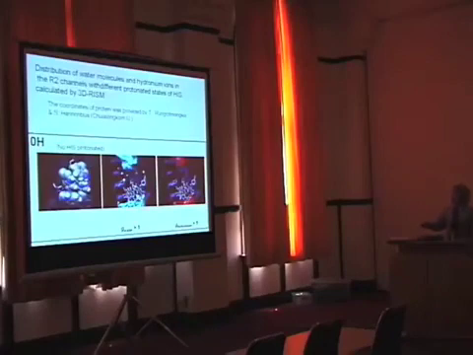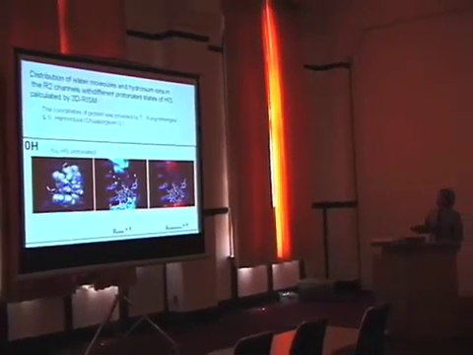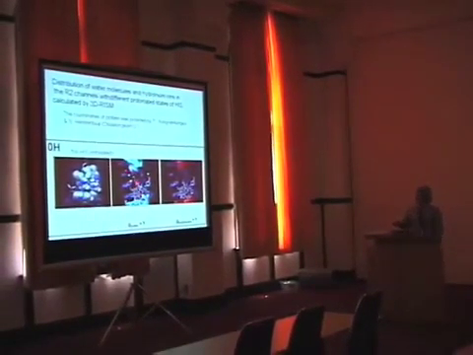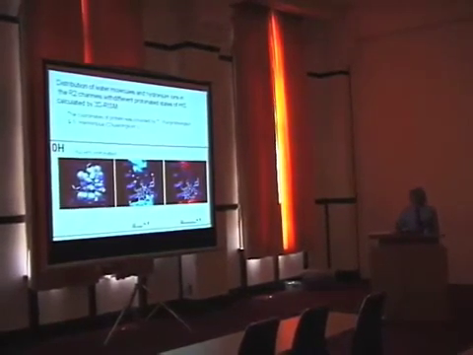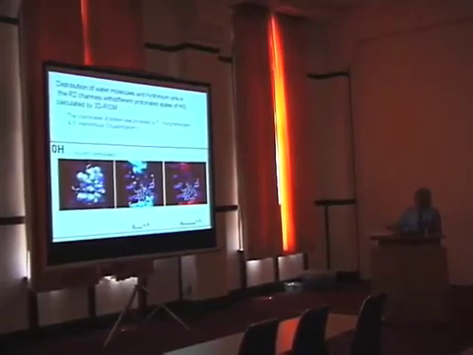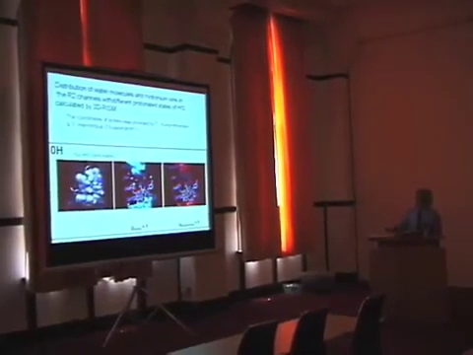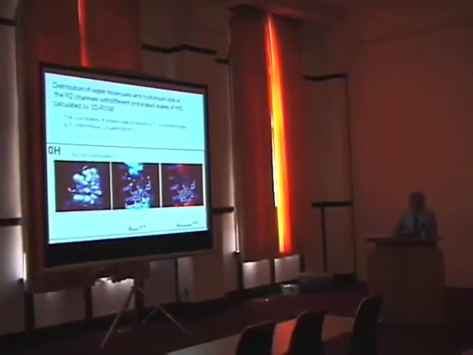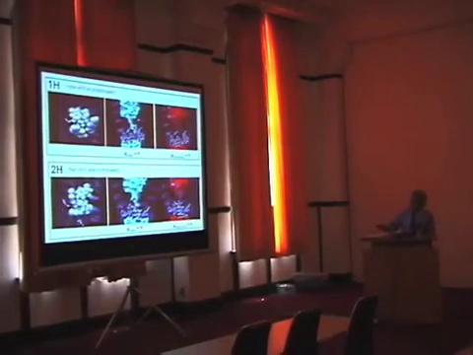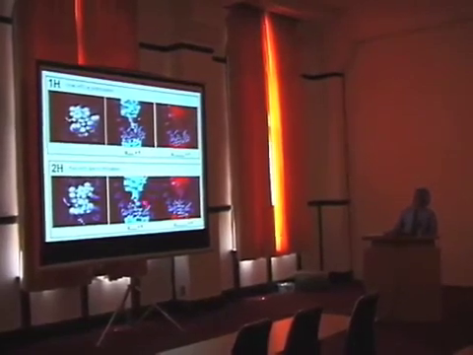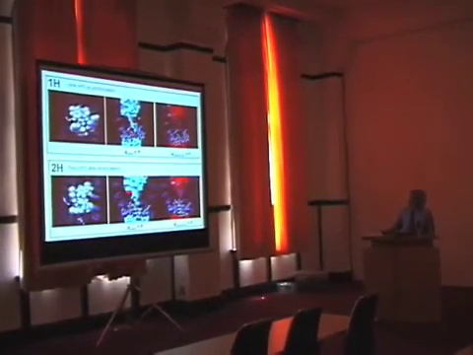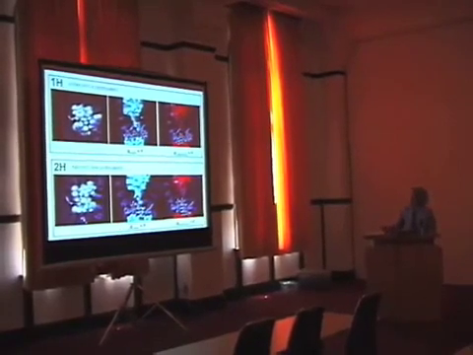In this case, the water distribution where g is greater than 1 is drawn here as blue spots. And here, the hydronium ion is shown by the red spots, the red surface. So in this case, you don't see much distribution around this gating region, the histidine region. When you increase the protonated state, 1H, 2H, then you will gradually see some water molecules sneaking into this region.